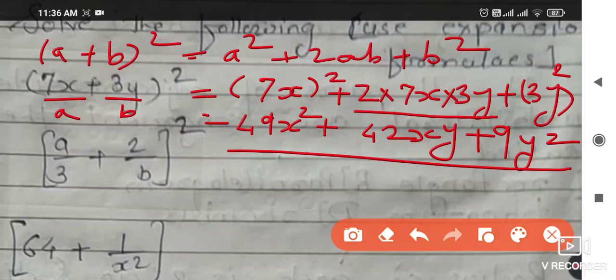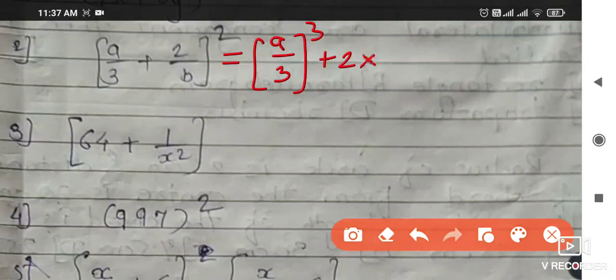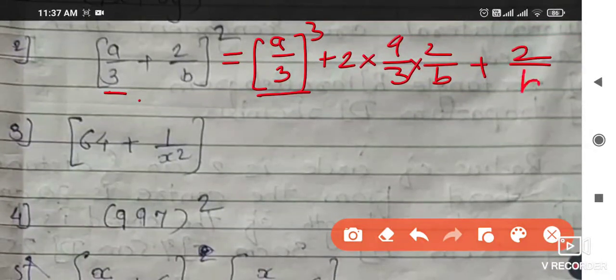Okay, let's solve the next example. Question number 2: (a/3 + 2/b) square. Here also we have to use the same formula, (a + b) square. So here (a/3) square plus 2 into a/3 into 2/b, plus b square means (2/b) square.